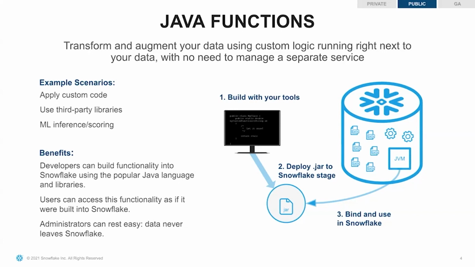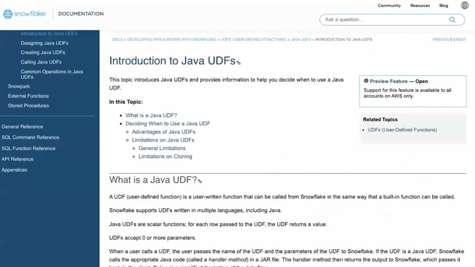You can use any third-party library. You can use this, for example, for machine learning inference and scoring. You can get all the benefits that we have been talking about. And if you want to go really deep into this, our documentation is awesome.